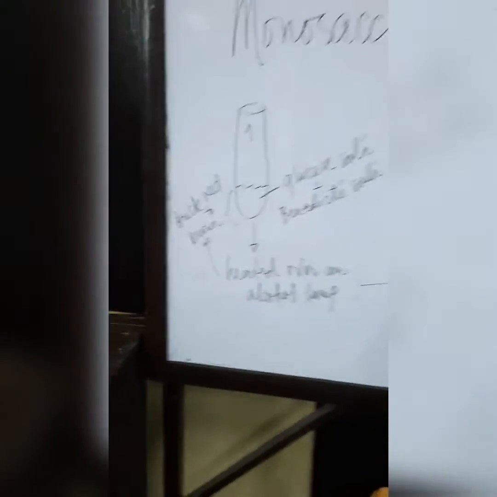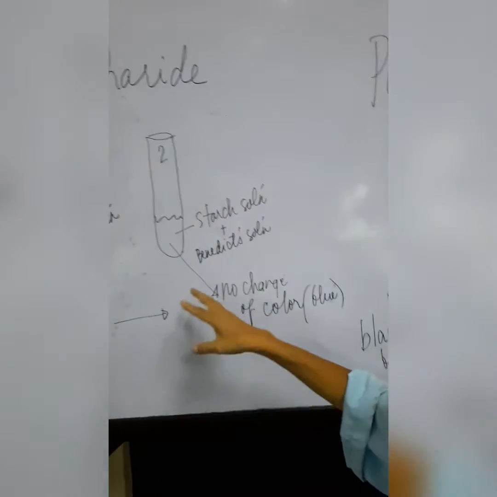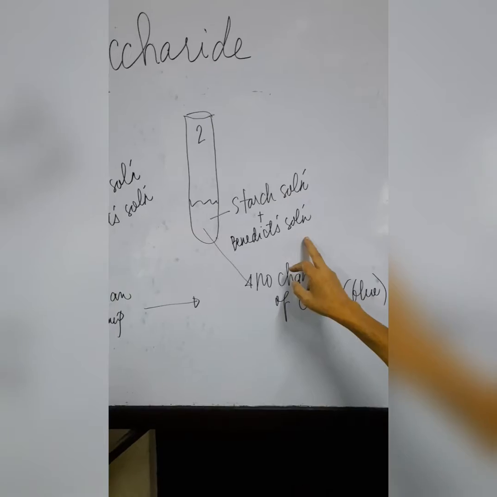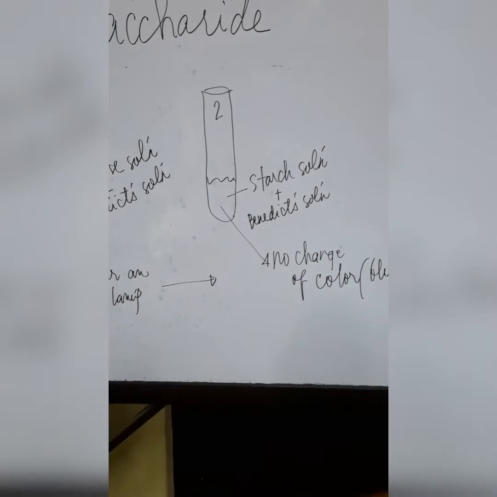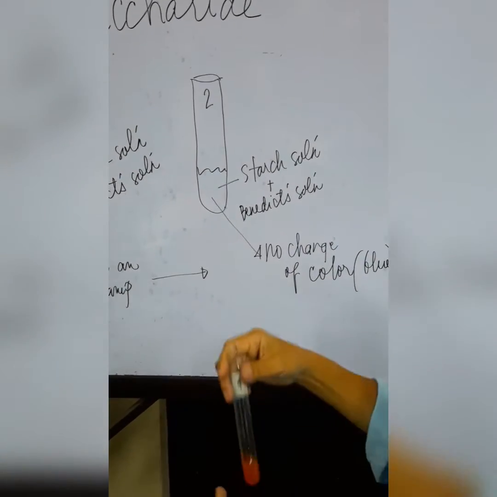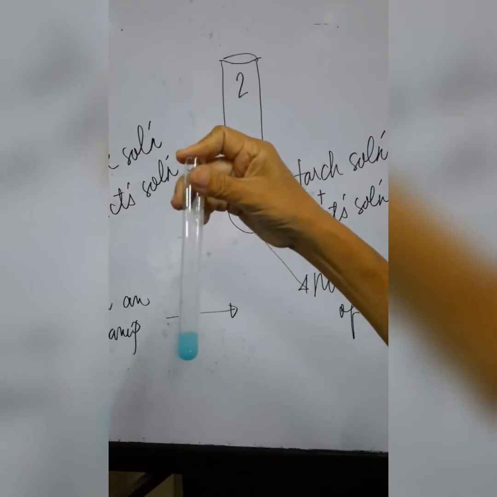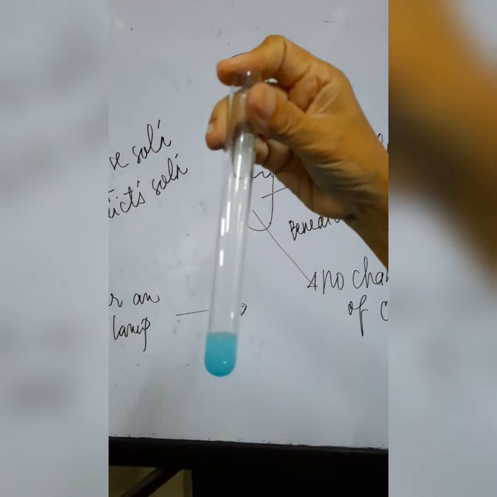And then for the second test tube, I placed starch solution plus Benedict solution, and again heated it over an alcohol lamp, and the result is that there is no change of color. So it remains blue.